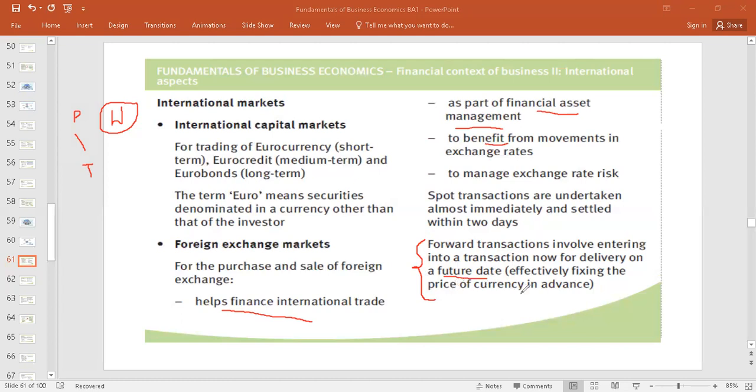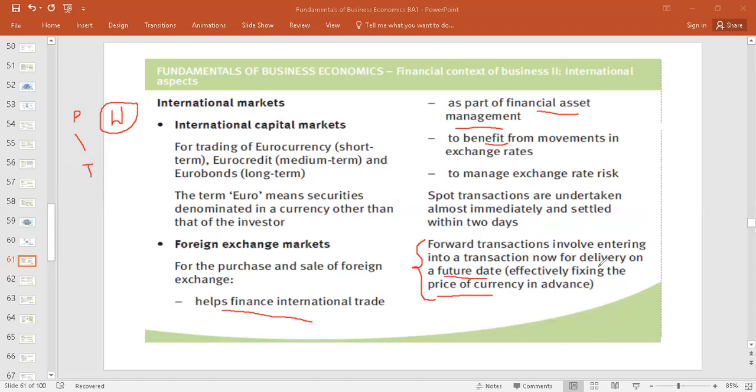currency in advance. So no matter what is the prevailing exchange rate on the date when they enter into an agreement, irrespective of that, or what would be the price on the future date also is not considered, but whatever is the price which both the parties agree upon, the transaction will be completed at that specific, that fixed price of currency. So they have to fulfill this agreement at the pre-decided price included in the agreement. So we call that forward agreements, forward rate agreements, forward transactions involve entering into a transaction now.